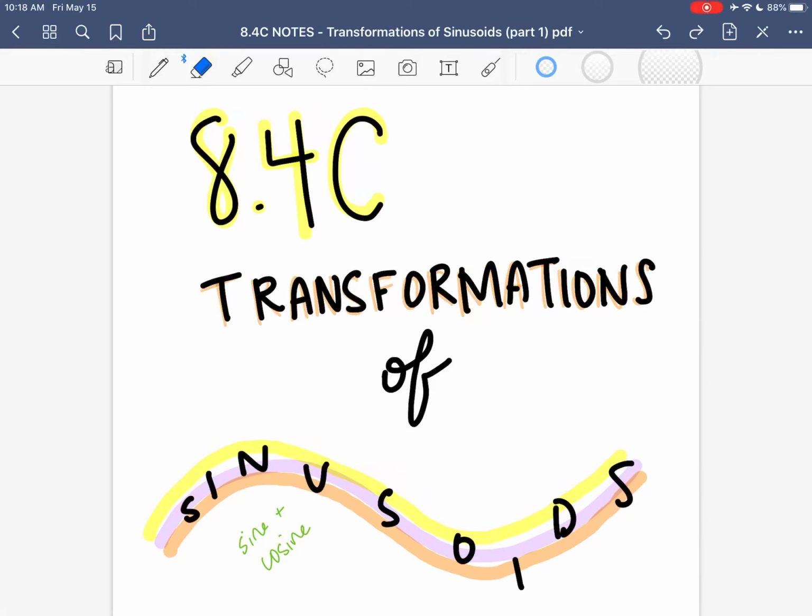All right, here we are. This is the third part, installment C of 8.4, which is graphing trig functions like sine, cosine, tangent, and their reciprocals, cosecant, secant, and cotangent.